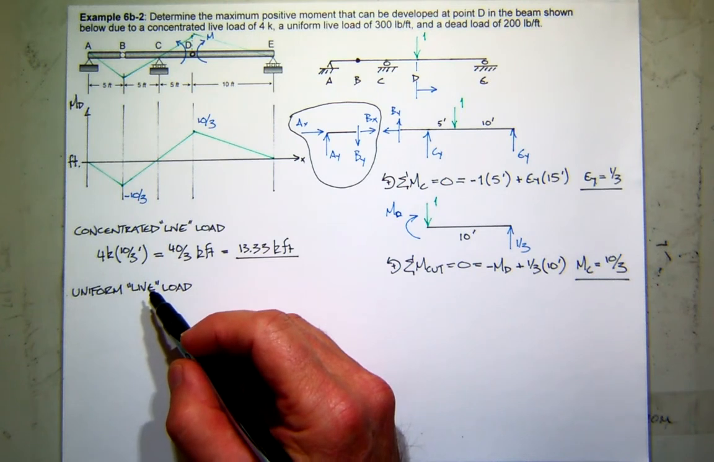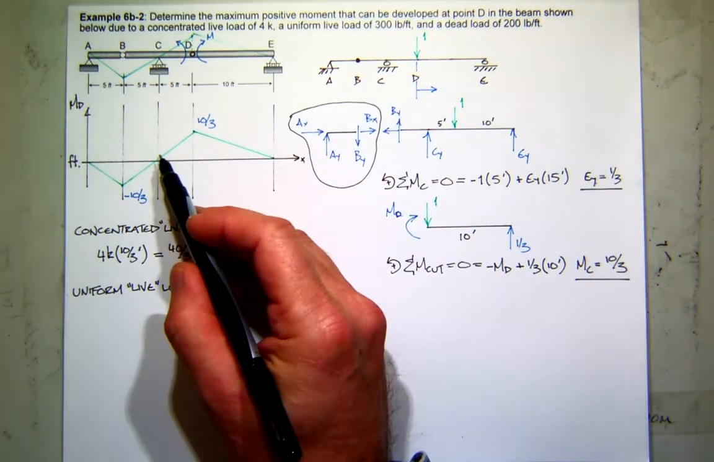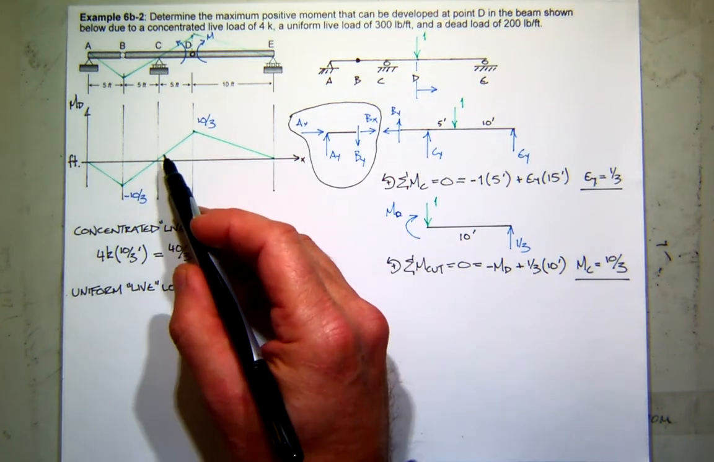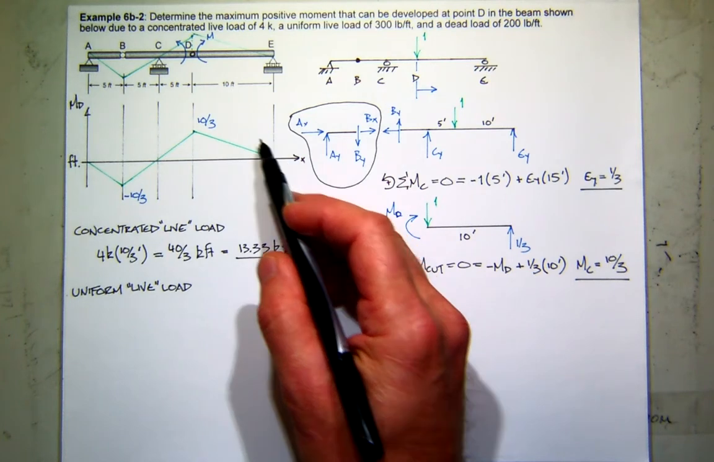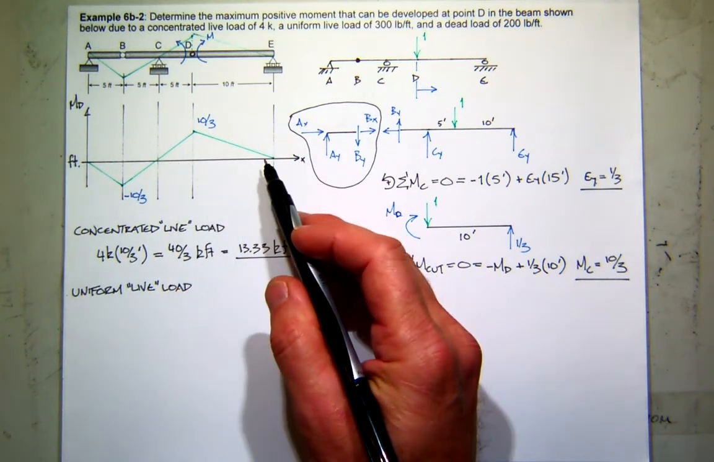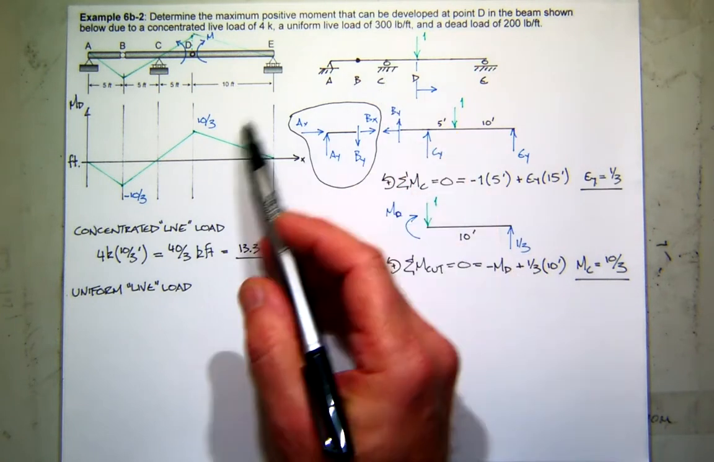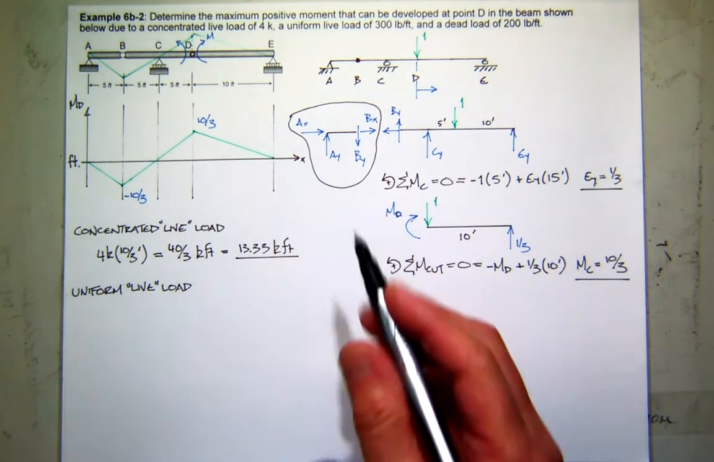So it's all positive. Since I want to create the maximum positive moment, I'm just going to apply it over the positive portion of the influence line. So it's going to start here at C and go to E. I want just the positive area under the curve. Remember, for uniform load, you multiply the intensity of the load times the area under the curve. But just the positive area.